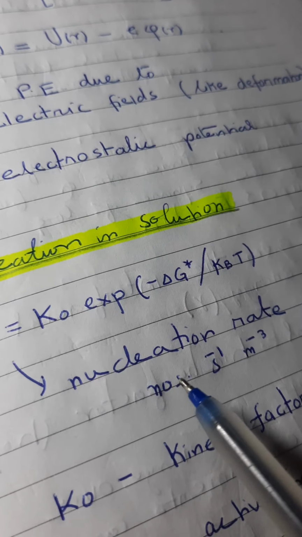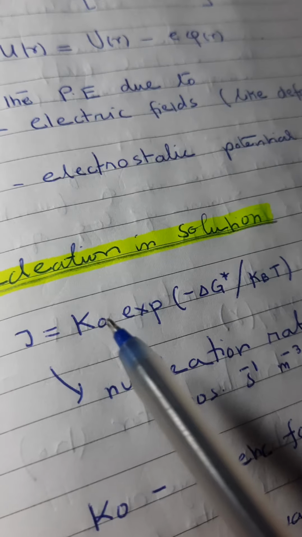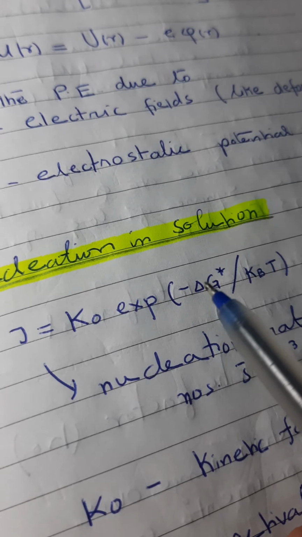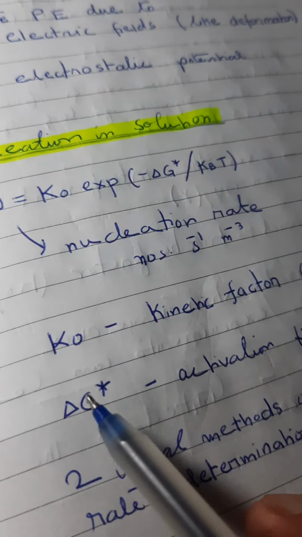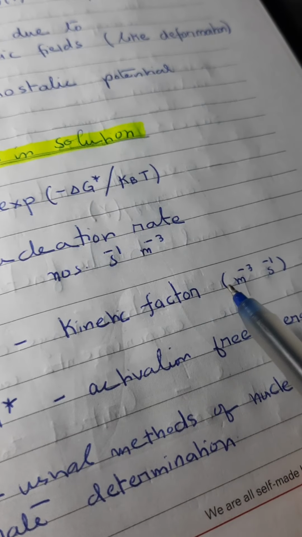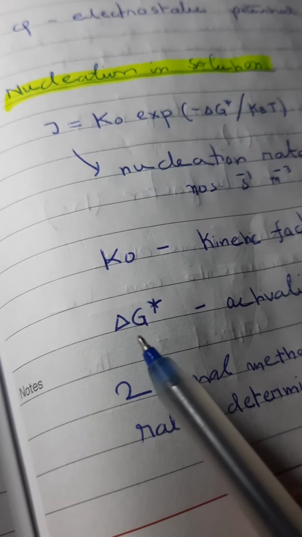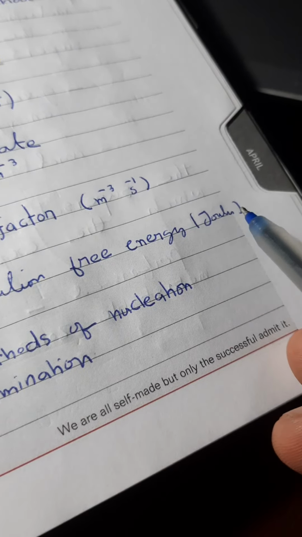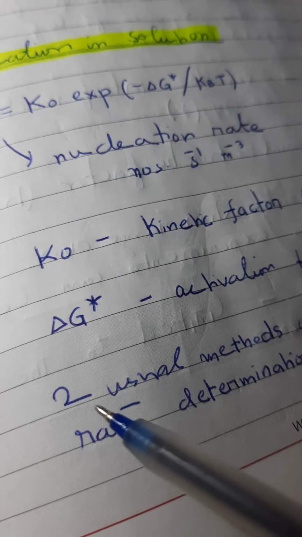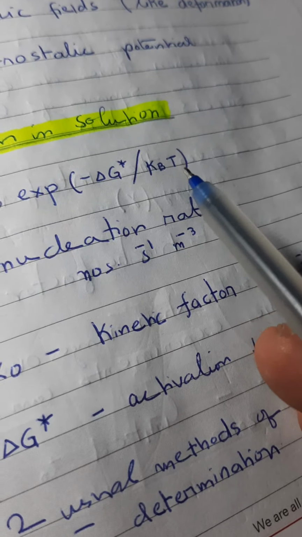which has units numbers per second per meter cube, is equal to K0 exponential minus delta G star divided by KBT. Well, K0 is the kinetic factor, which has units per meter cube per second. Delta G star is the activation free energy expressed in joules, whereas Kb is the Boltzmann's constant and T is the temperature.